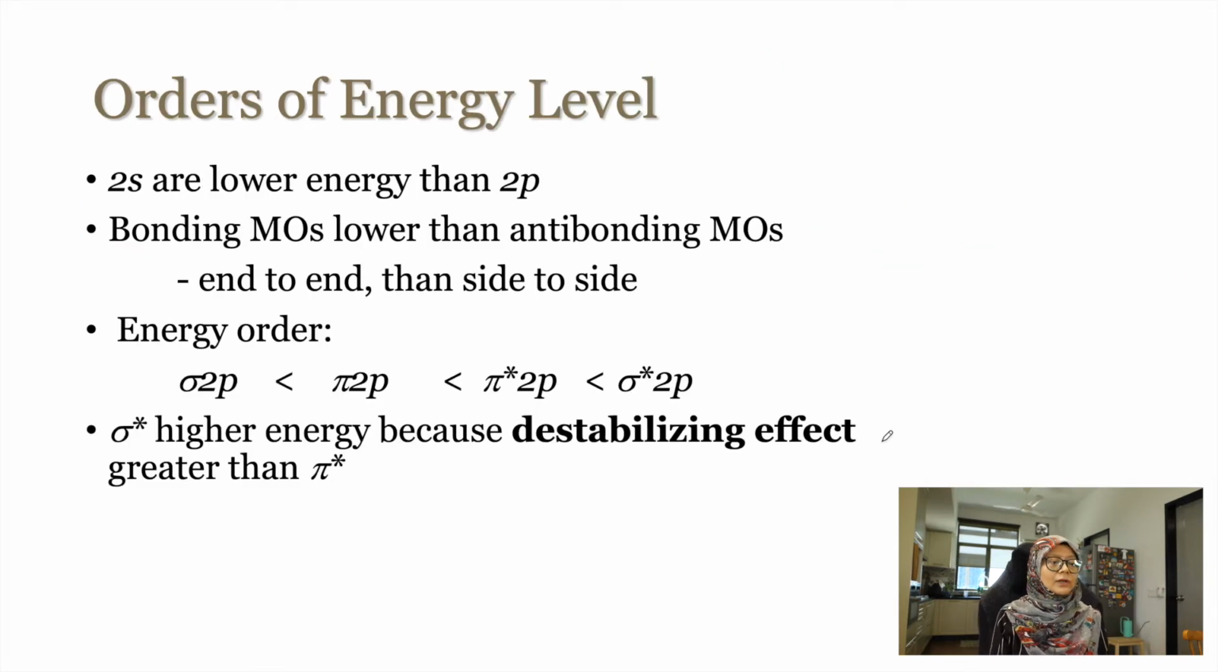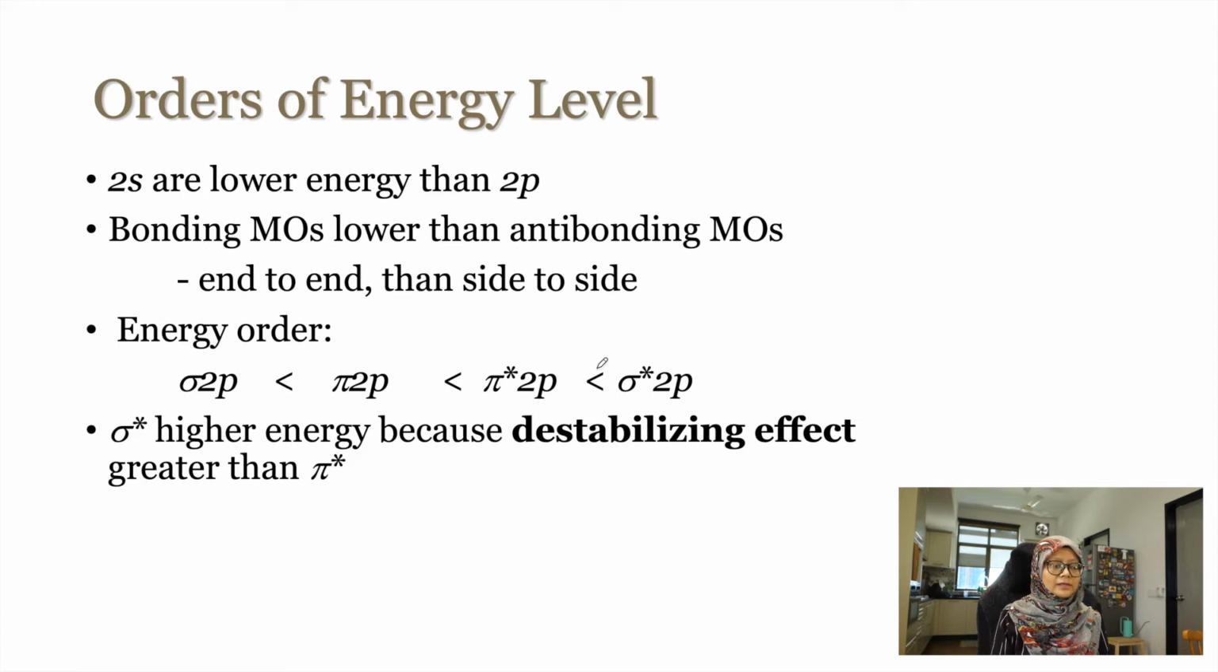So what about the order of energy levels? Because we are dealing with sigma and also pi. 2s is lower in energy than 2p, and bonding MOs are lower than anti-bonding MOs. So it means end to end, and then followed by side to side. The energy order here: we start with sigma 2p, then followed by pi 2p, then pi star 2p and also sigma star 2p.